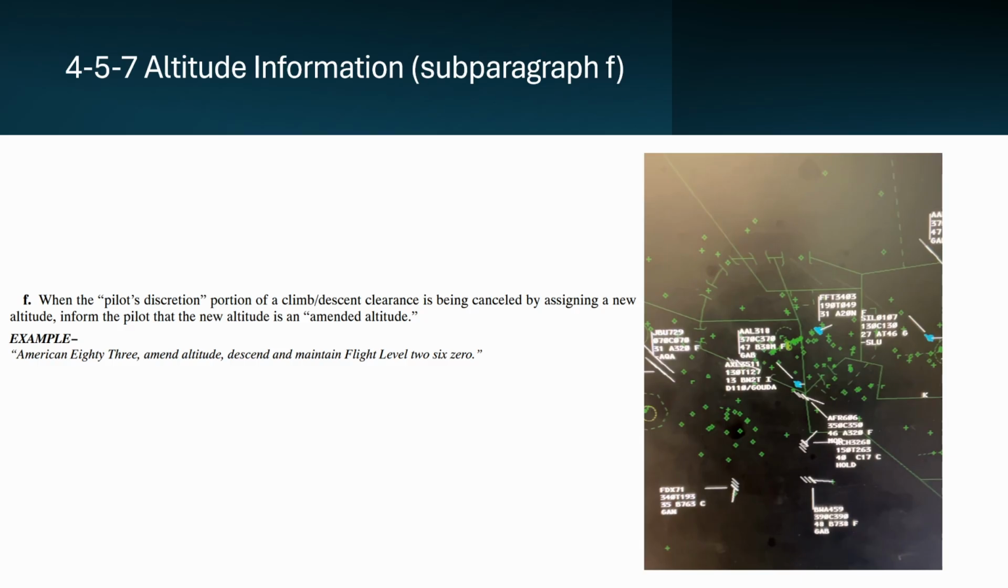So this paragraph, despite the fact that we don't always explicitly say pilot's discretion, is still good practice for those instances, or if you are trying to amend a crossing restriction or stop the crossing restriction for an intermediate altitude because of traffic, which we're talking about here. And that would be a perfect situation where you would use amend altitude. And oftentimes we just do it all the time as a matter of fact.